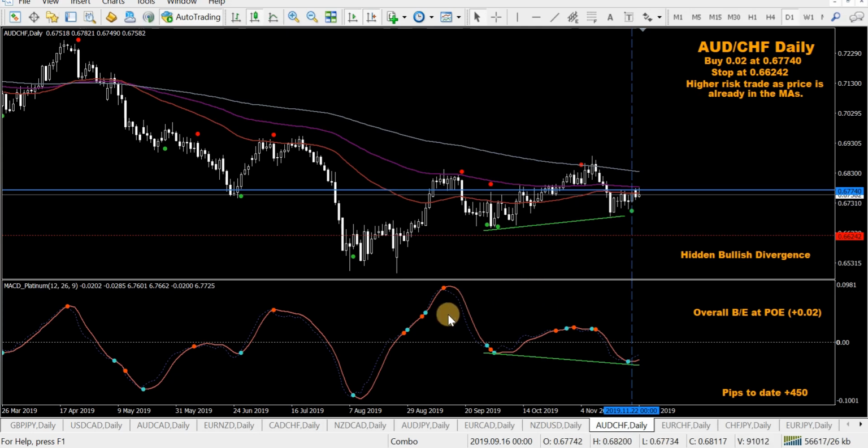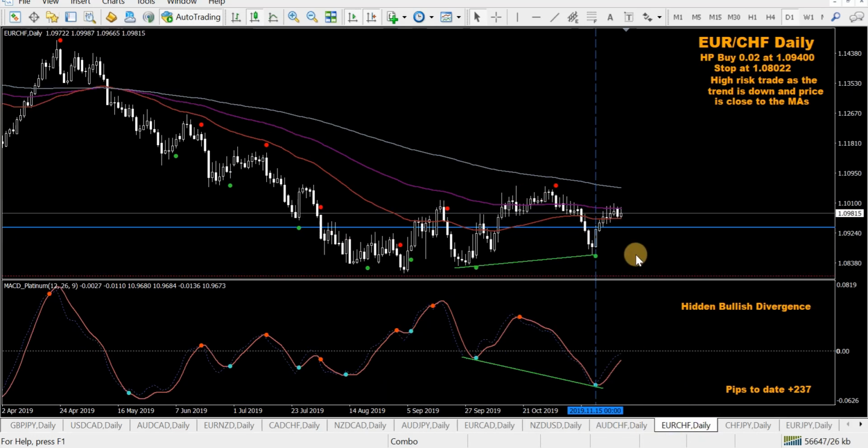Oz Swiss. You can see my notes. High risk traders. Price is already in the MAs, but I like the hidden bullish divergence. I've got a stop in place below this low here. You can see my divergence, see my buy, there's my stop. You can read my notes. It's a slow moving pair, this one, so I'm quite happy to try, and we're down a little bit at the moment, like a lot of pairs.